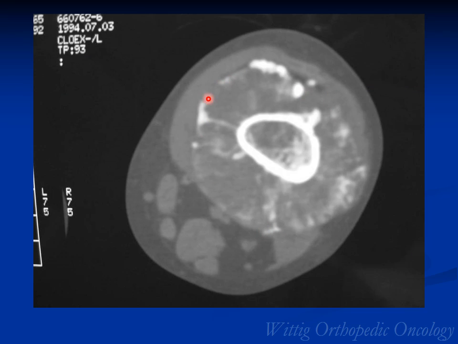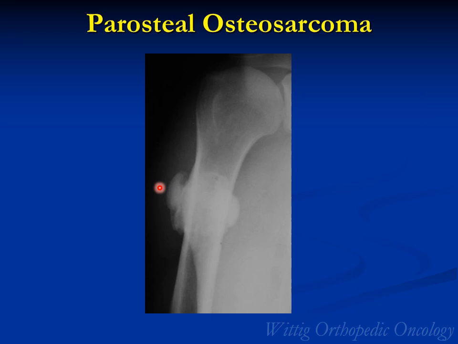CAT scan of the same, showing you the fluffy cloud-like densities in the soft tissue component. Here's a paraosteal osteosarcoma, which arises from the surface of the bone, and you can see this marble-like density on the surface of the bone.